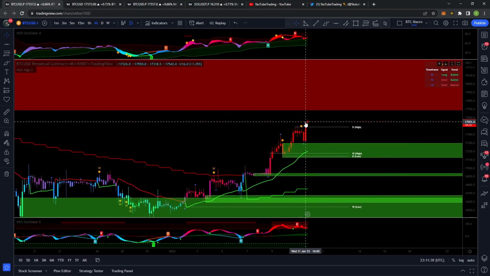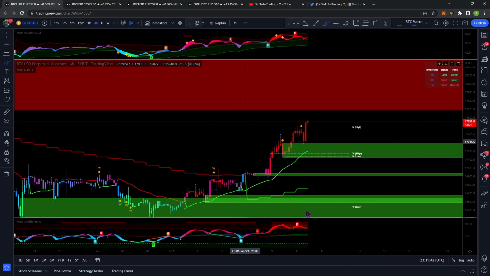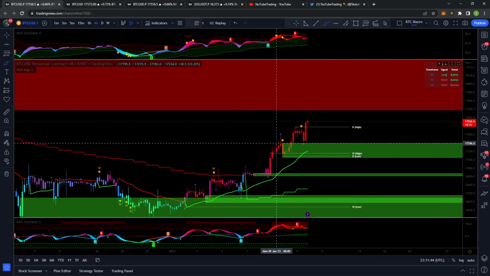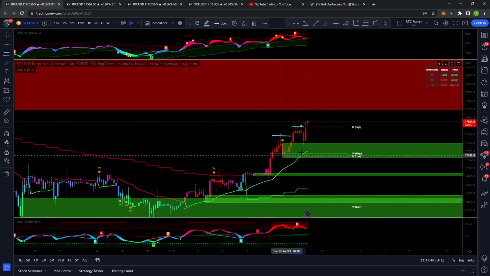But yeah, in a lot of my videos in the past, I've talked about how I like to look at structure. How, let's say for example, we have a high and then we make a higher high. I like to look at the lowest point between those two to look at where our new higher low is.